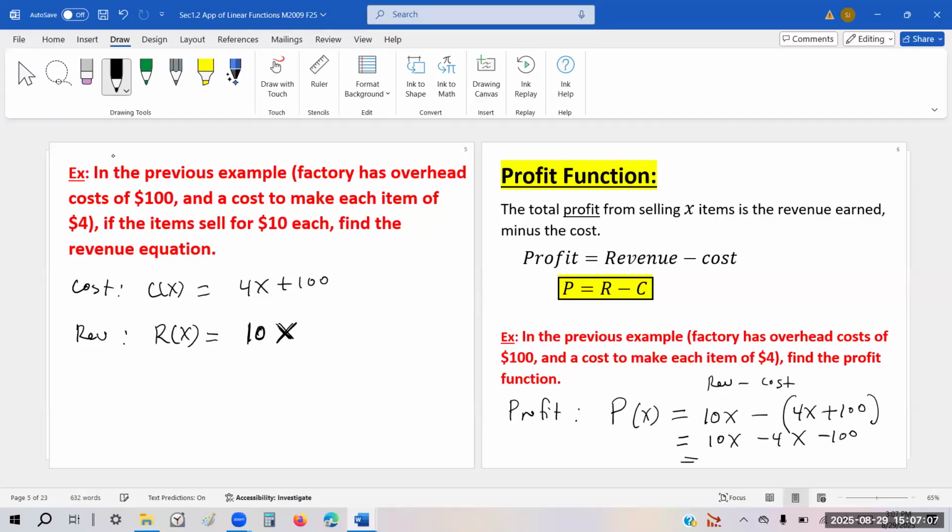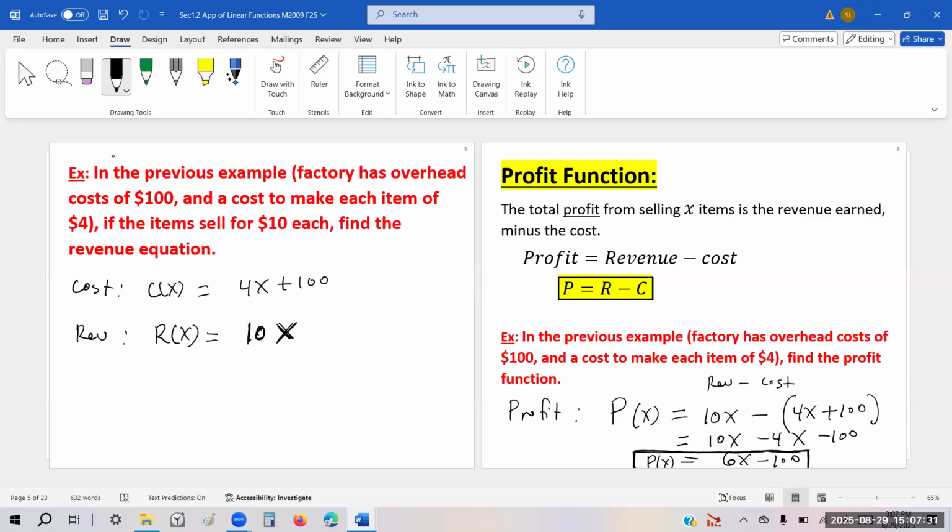So what is your profit? What's the function? 10x minus 4x is how much? 6x. 6x minus 100. This is your profit function. Are you guys lost?